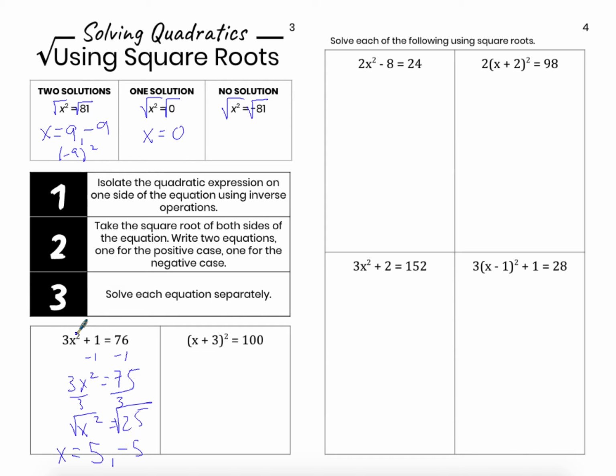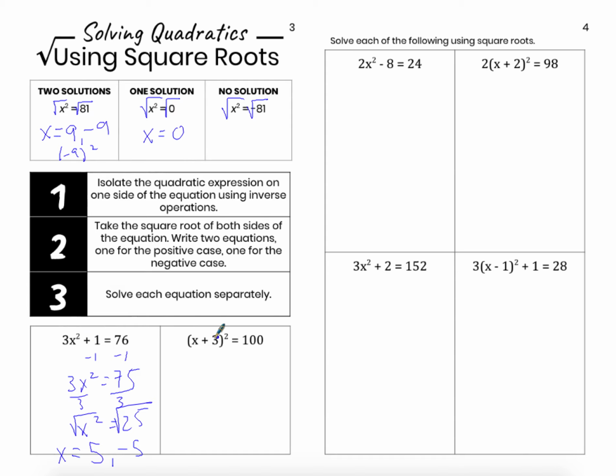Checking our work, 5 squared is 25, times 3 is 75, plus 1 is 76. Check. -5 squared, where of course that -5 is in parentheses, -5 squared is 25, times 3 is 75, plus 1 is 76.